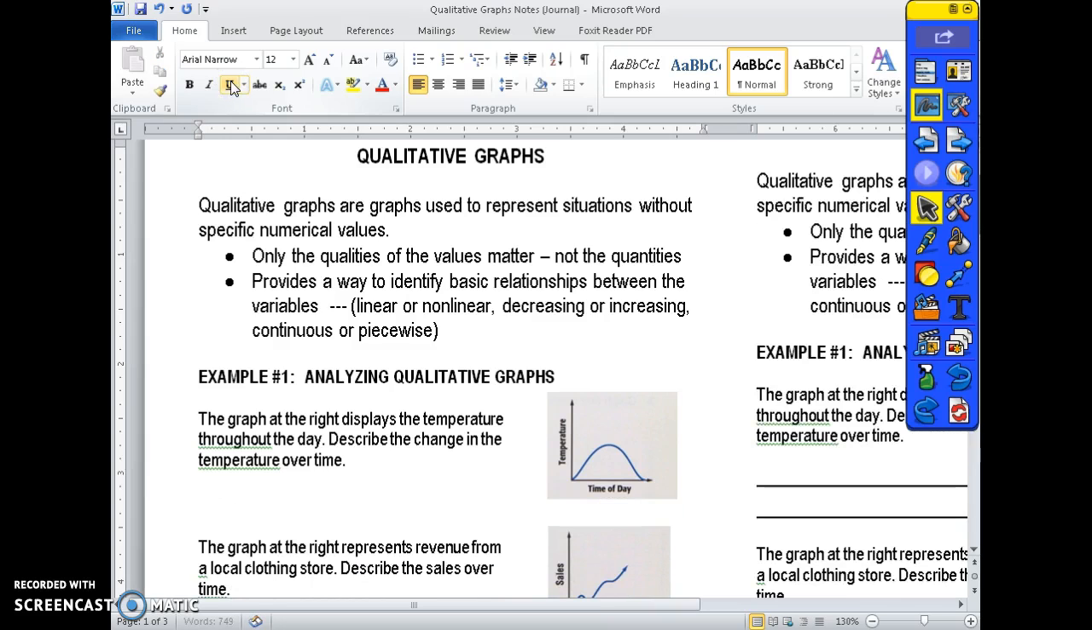The temperature increases as the sun rises, then decreases as the sun sets.